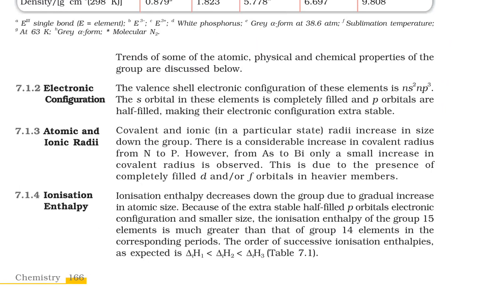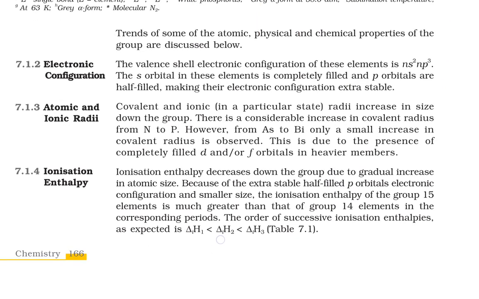Electronic configuration. The valence shell electronic configuration of these elements is ns2 np3. The s orbital in these elements is completely filled and p orbitals are half filled, making their electronic configuration extra stable. Now, atomic and ionic radii.